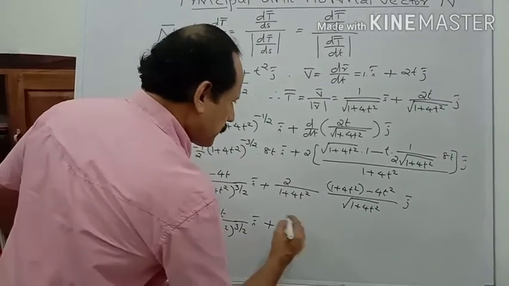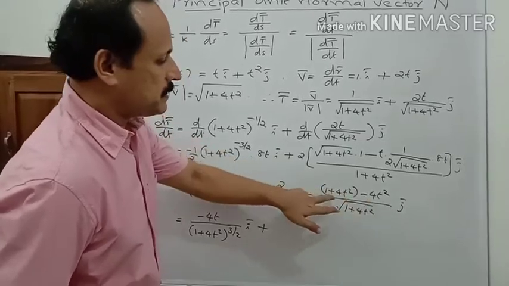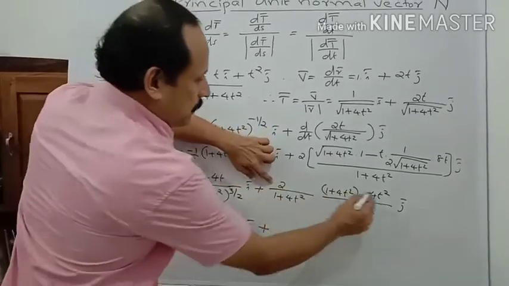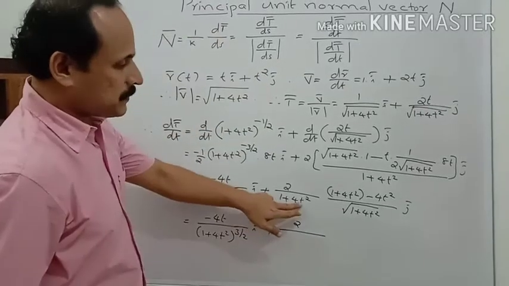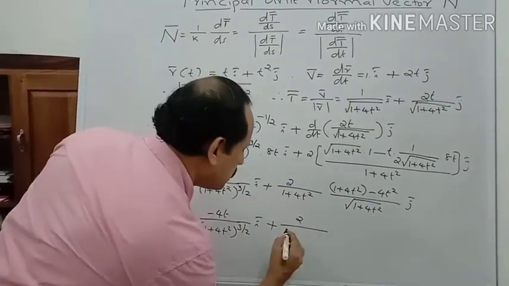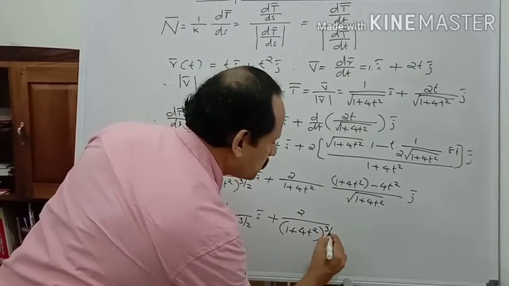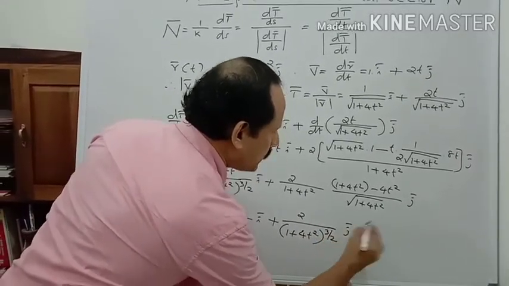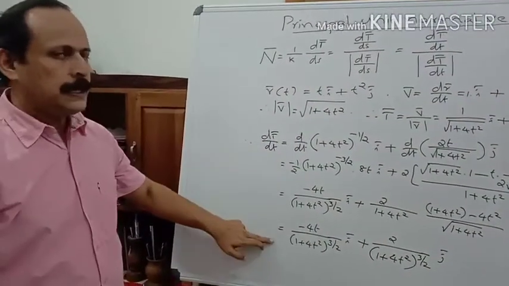plus, here 1 plus 4 t square minus 4 t square, which is 1. Therefore the numerator is 2 by 1 plus 4 t square into root 1 plus 4 t square. Combine these two terms, then 1 plus 4 t square all raised to 3 by 2 into vector j bar. This is dt bar by dt.